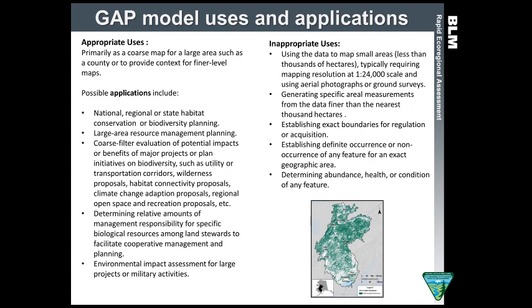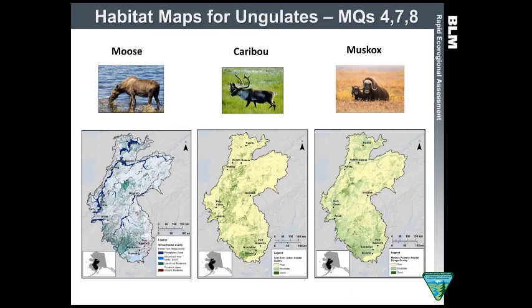They can be used to determine relative amounts of management responsibility, and they can be used for environmental impact assessment for large projects. What they shouldn't be used for, however, is to establish exact boundaries for regulation or acquisition. That's the big one. And generating specific aerial measurements. So there are limitations with these distribution models. For assessing coarse-level patterns or coarse-level distribution across the REA, which is a huge area, I think that they're fine. We're okay.